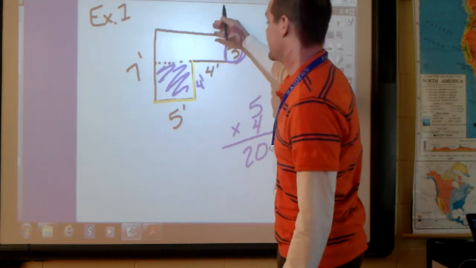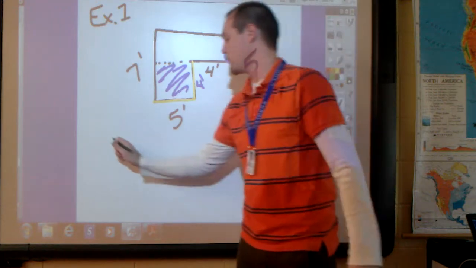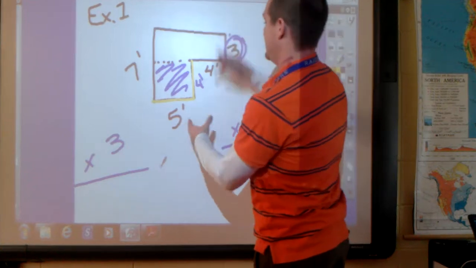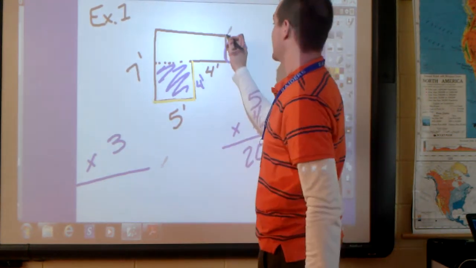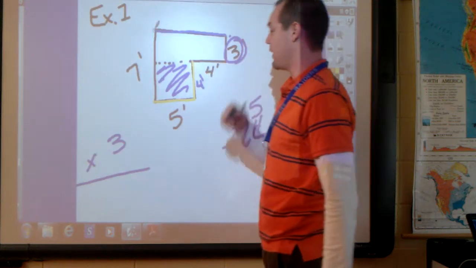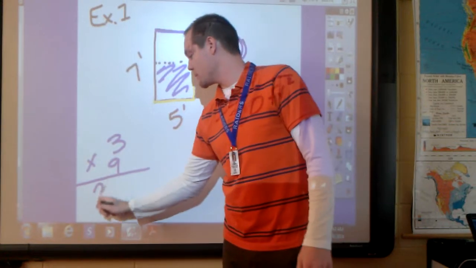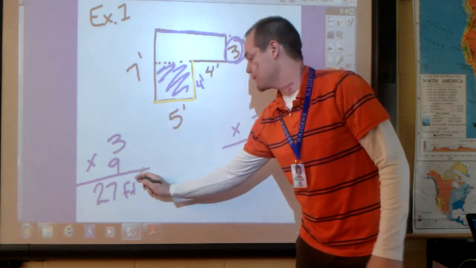Now I need to figure out the area of this second rectangle. I know the width is 3, and I know the length is 5 and 4. If I add 5 and 4 together, that will give me the length of my rectangle. 5 plus 4 is, of course, 9. Multiply those two numbers together and get 27 feet squared.